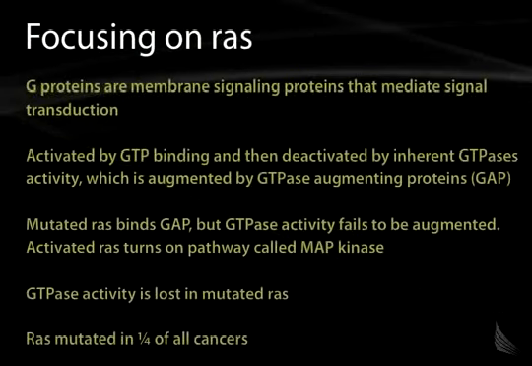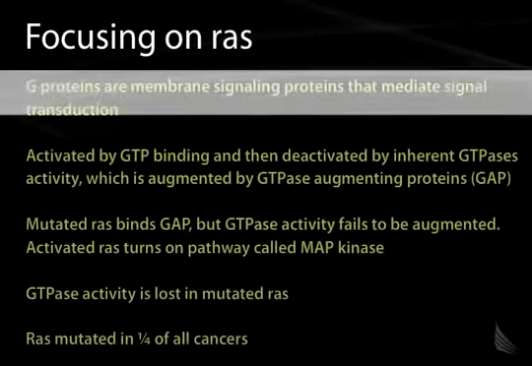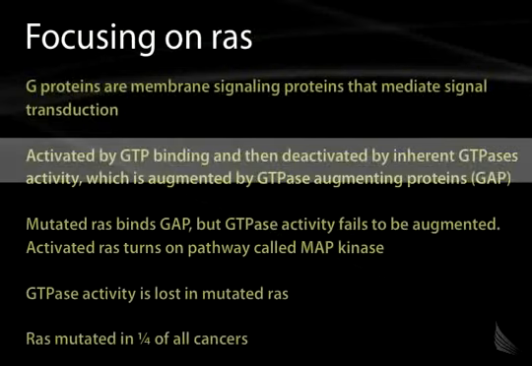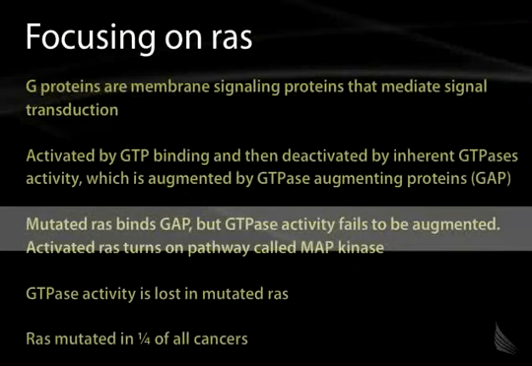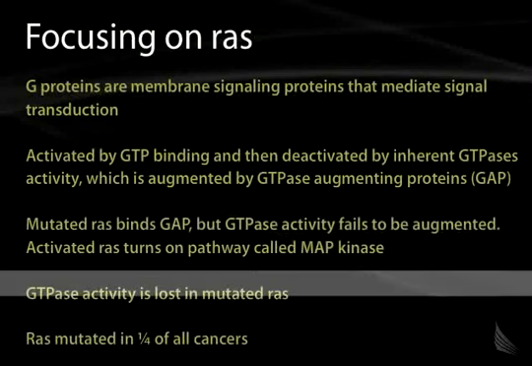To focus more closely on the oncogene RAS, it is part of the G proteins, which are membrane signaling proteins that mediate signal transduction. This is activated by GTP binding and deactivated by inherent GTPases, which is augmented by GTPase-activating proteins. Mutated RAS, which again is seen in things such as colon cancer, binds GAP, but GTPase activity fails to be augmented. Activated RAS turns on the pathway called MAP kinase, and this GTPase activity is lost in cells that have a mutated RAS.